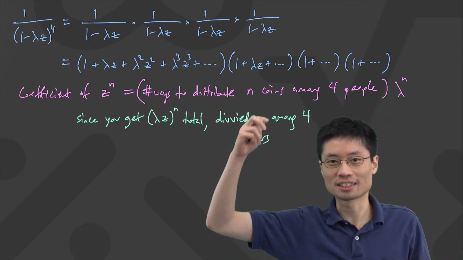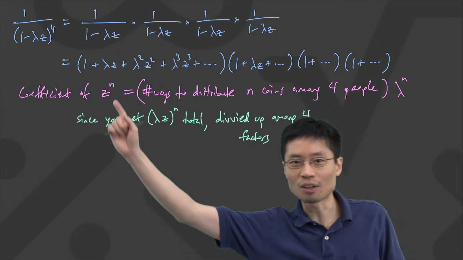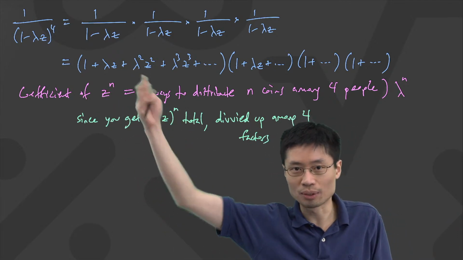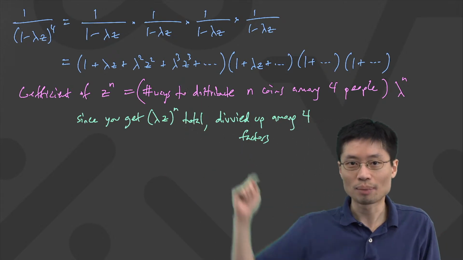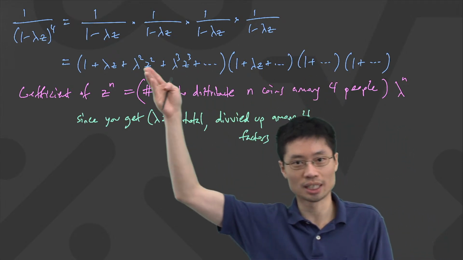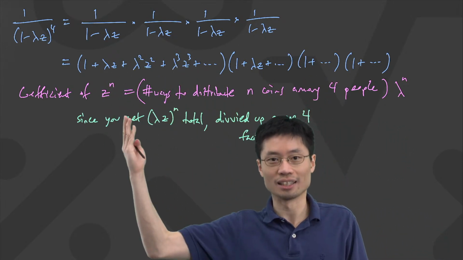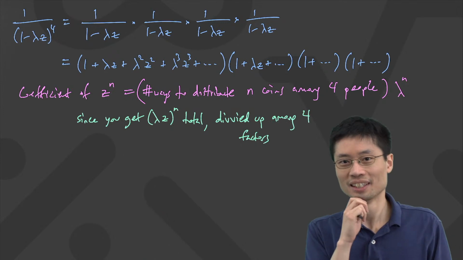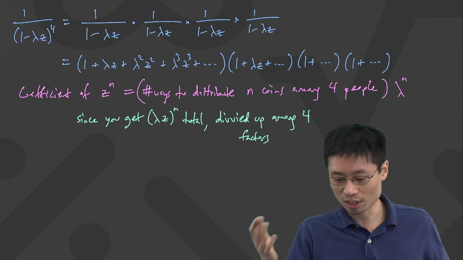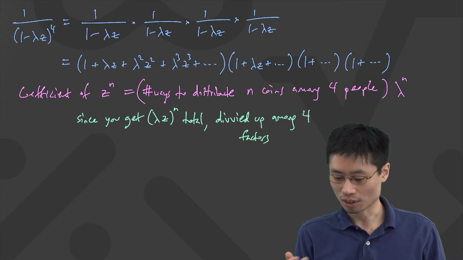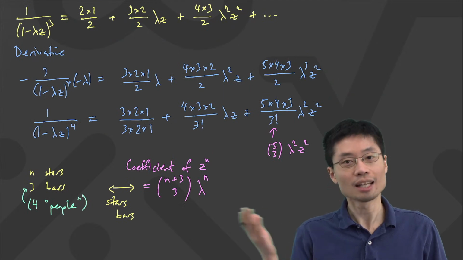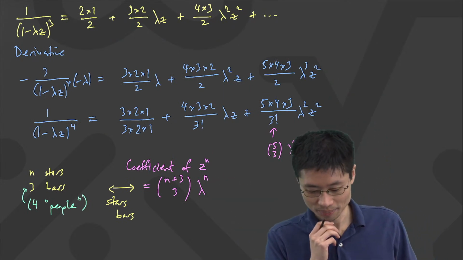I've got these 4 factors, and every single way of deciding, I want to take lambda z raised to the third power from here, I want to take it raised to the 1 power from here, I want to take it raised to whatever power from here, and the sum of the powers that I pick has to exactly match n, because that's my goal. Okay, so what we have just found out is that this is another way of finding out that the coefficient of z to the power n happens to be n plus 3 choose 3.